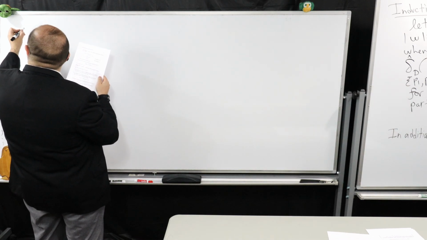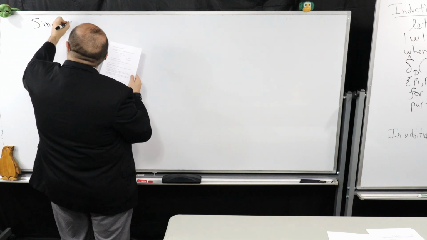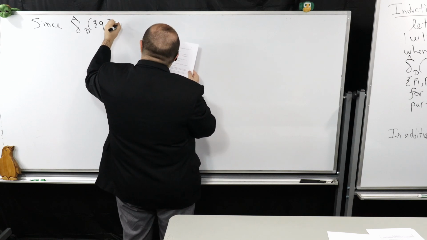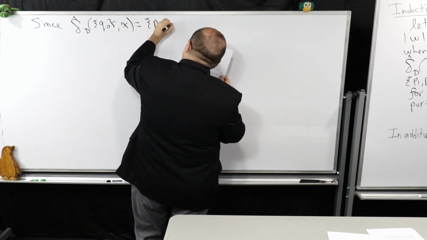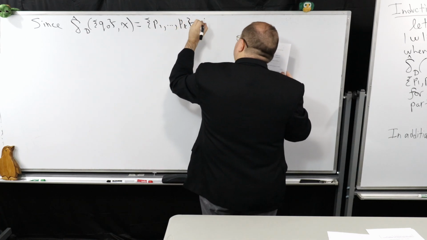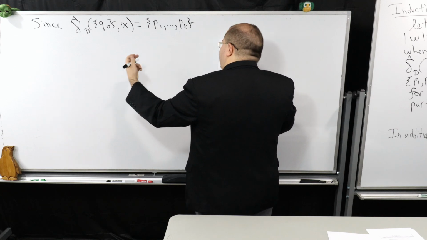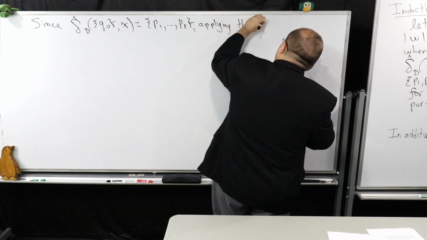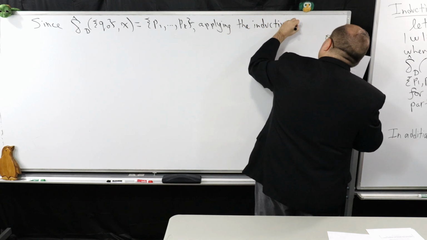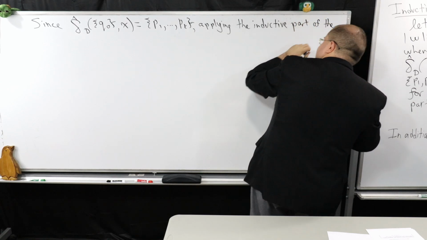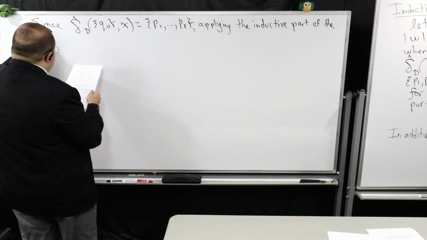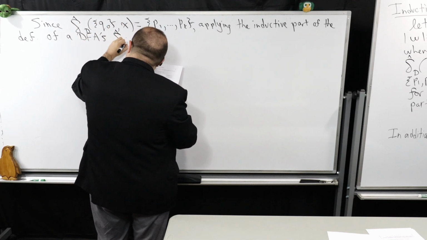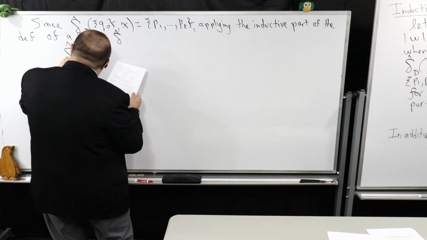So since delta hat D, given the state, the set Q0, X is equal to the set P1 all the way up to Pk, all we're going to do is use the inductive part of the definition for the transition on a DFA, applying the inductive part of the definition of a DFA's delta hat. Now I can write this like this. This is going to be really slick.